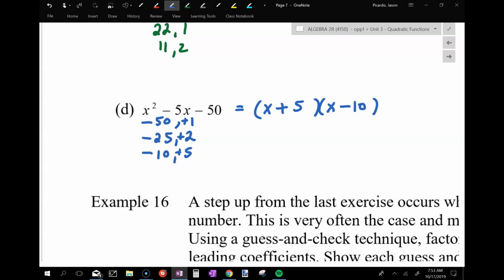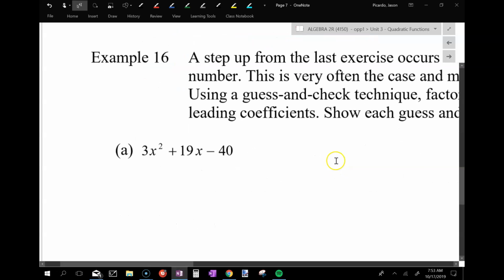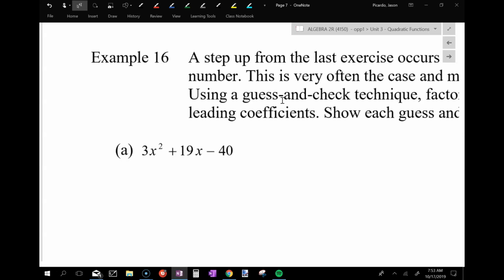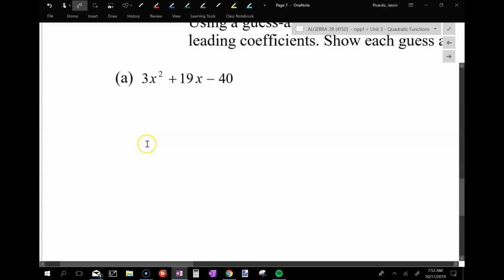Are we starting to remember what these look like? Okay. Now, the next thing you did is something like one of these, right? These ones were a little bit harder, but maybe not quite as hard as the most difficult ones because of the 3x squared. Now you know for a fact what the first two terms have to be. It has to be a 3x and an x. That's the only way that you can get that 3x squared. Yes?